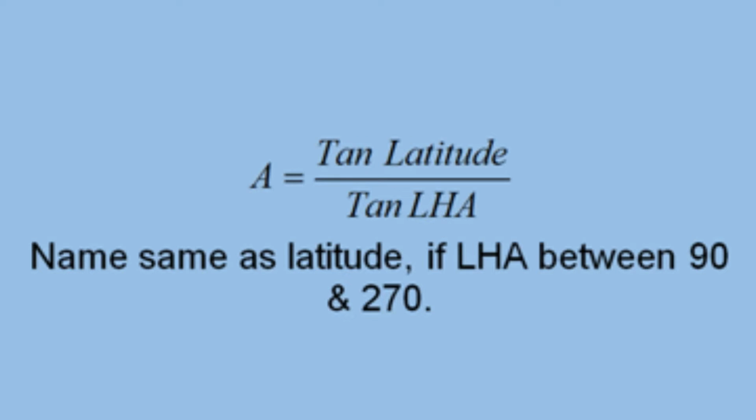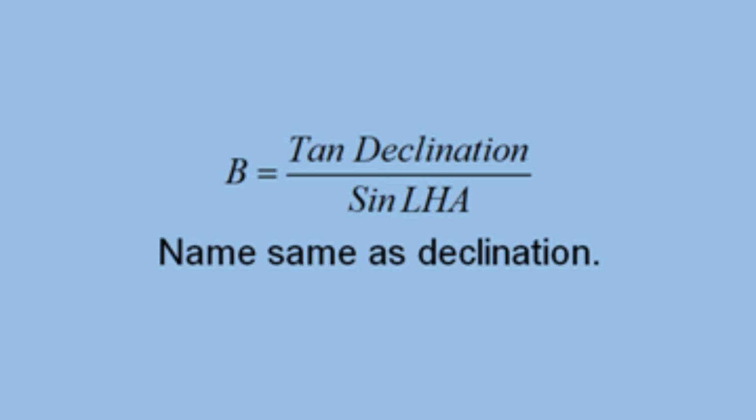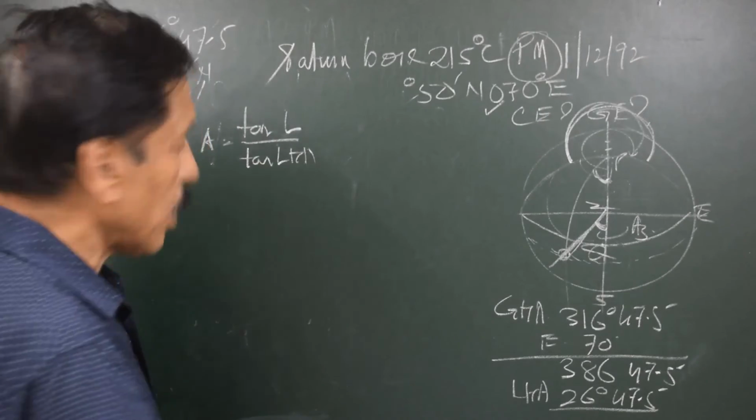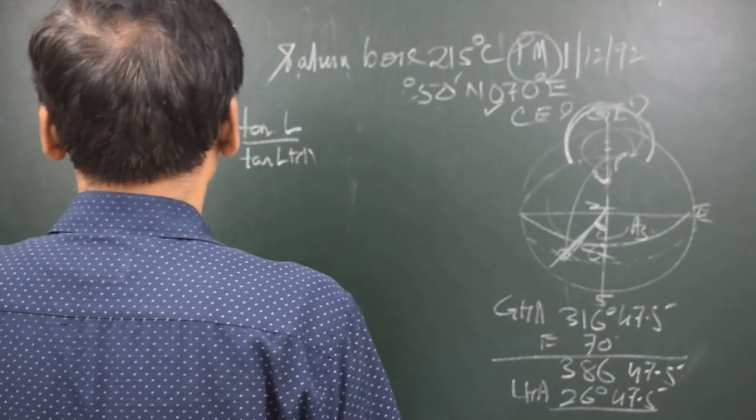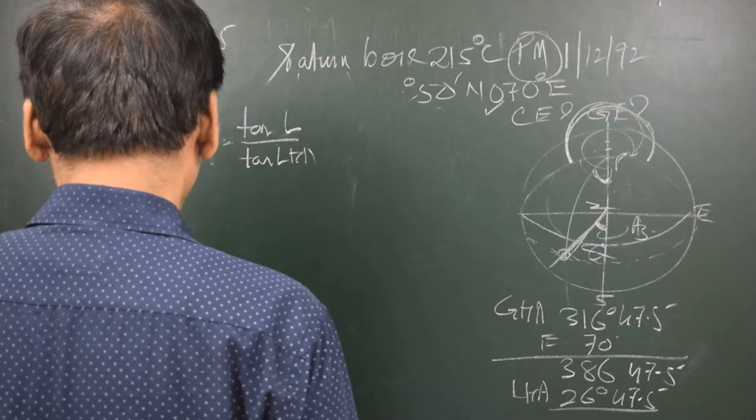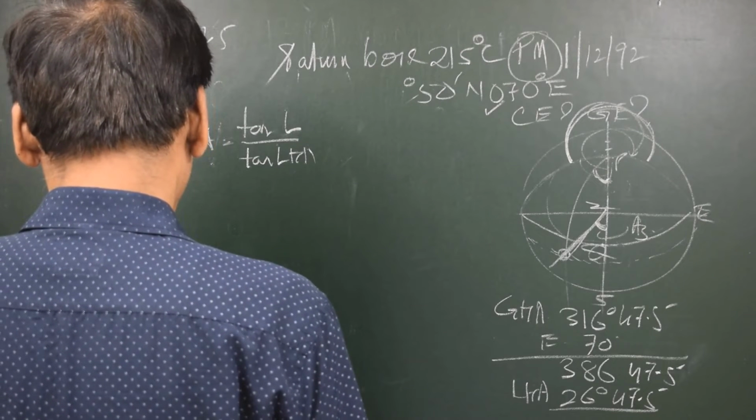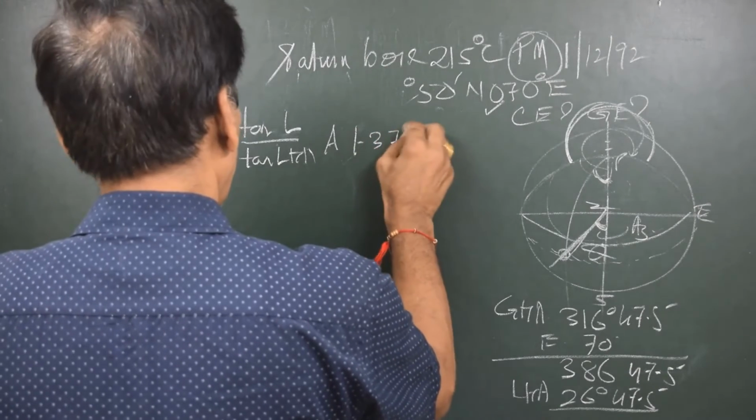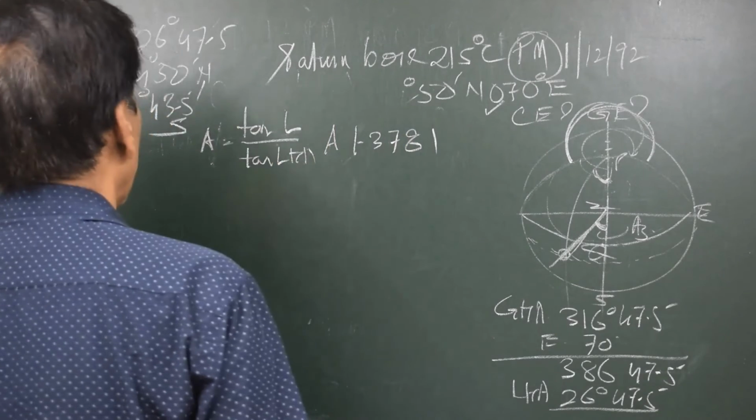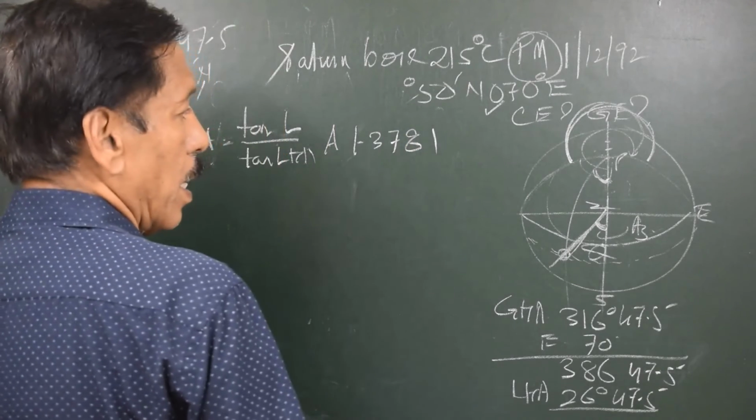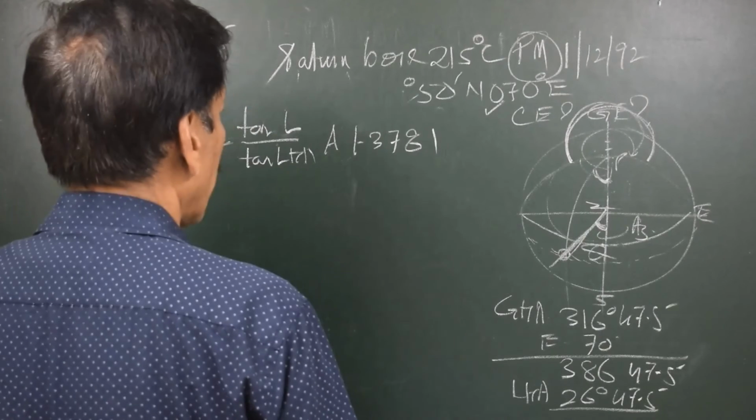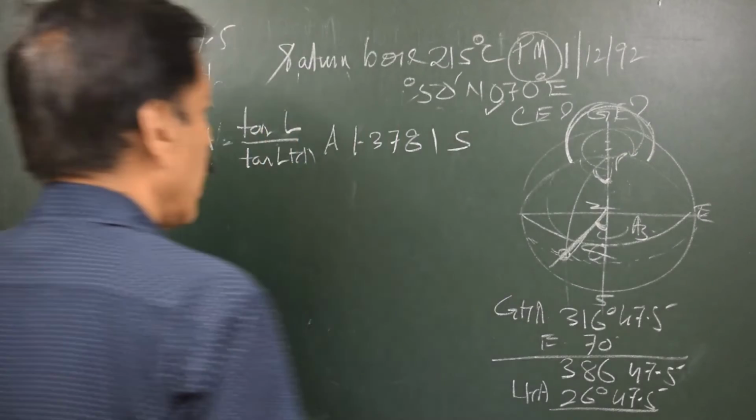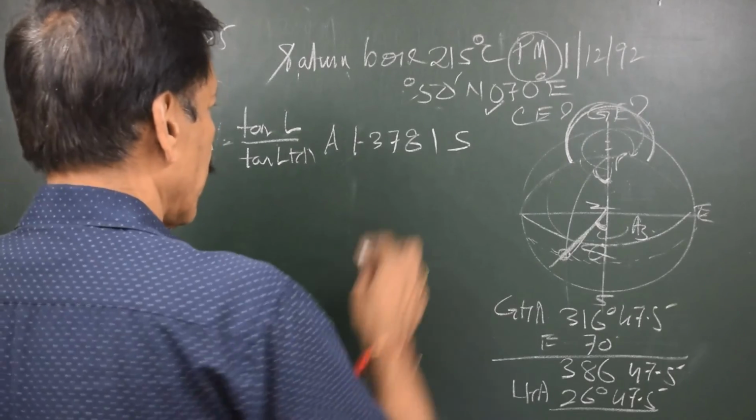That is the declination. The formula for A is tan latitude upon tan LHA. That gives me A equal to 1.3781, and because the LHA is in the 0 to 90 range, we will say that the A will be named opposite to the latitude. So the A is south.